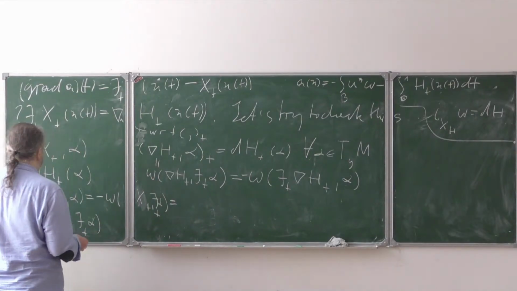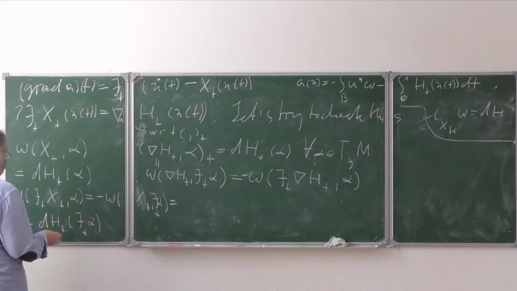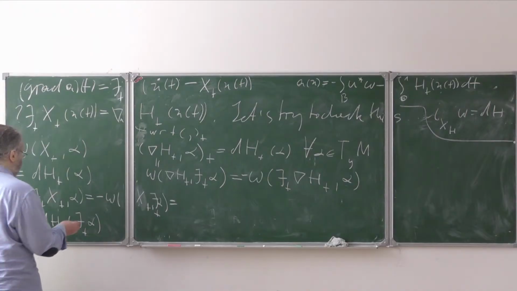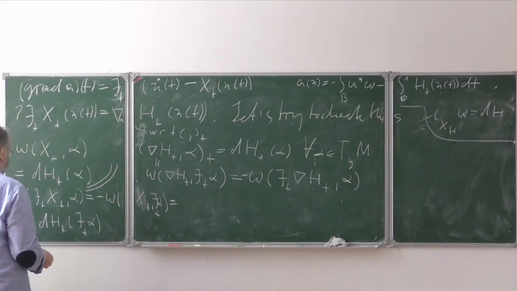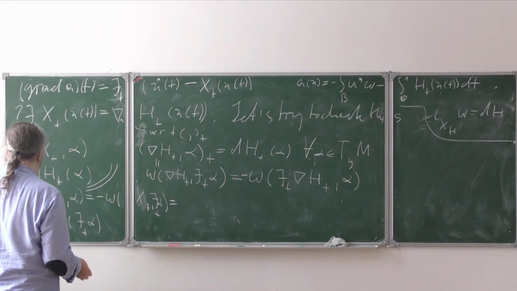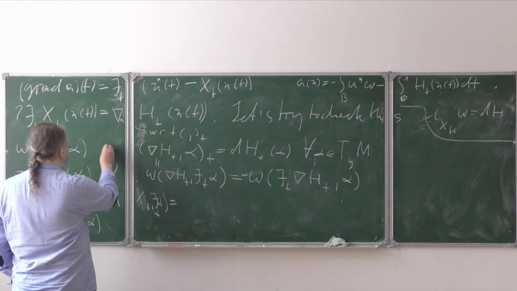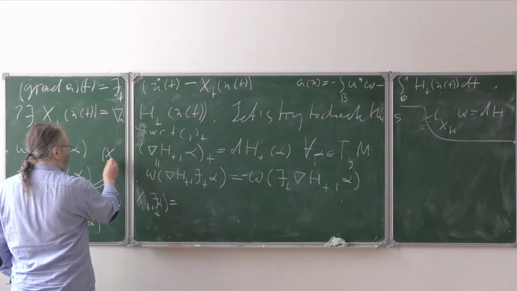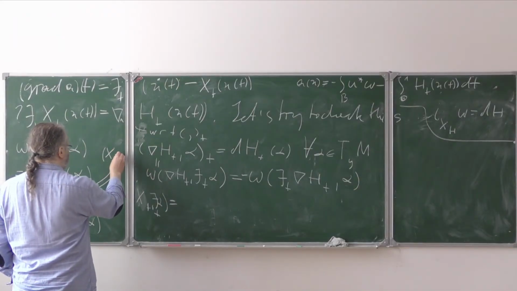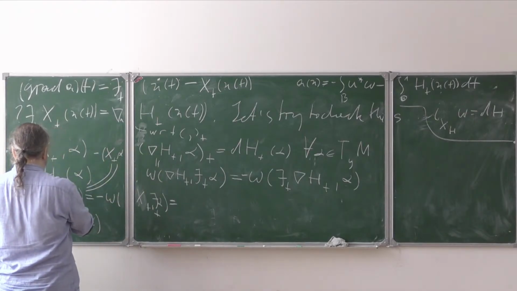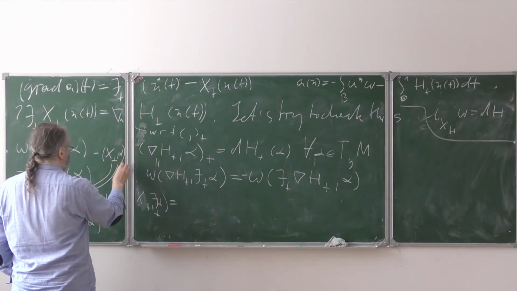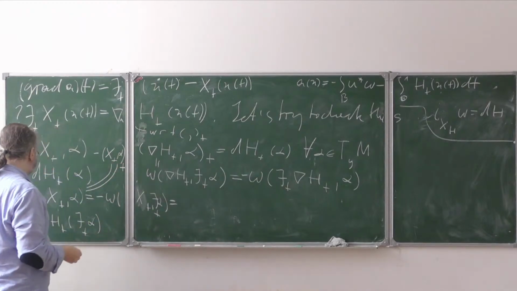Okay. Let me rewrite this as x_t alpha with a minus at t.